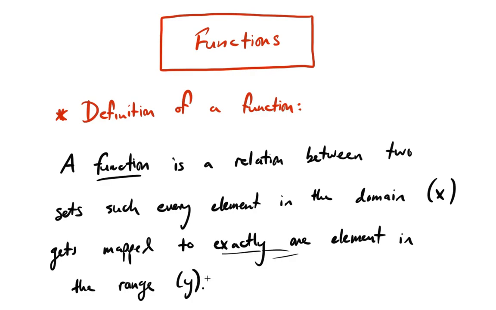For example, you can't have x get mapped, say you plug in 2 into a function. That can't go to 4 and to -4. That wouldn't be a function.